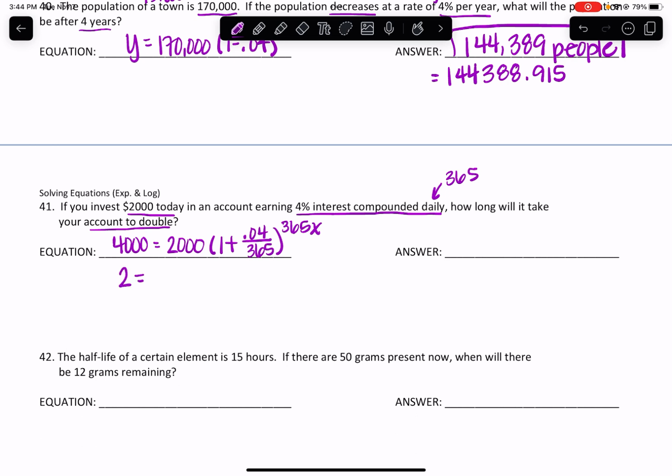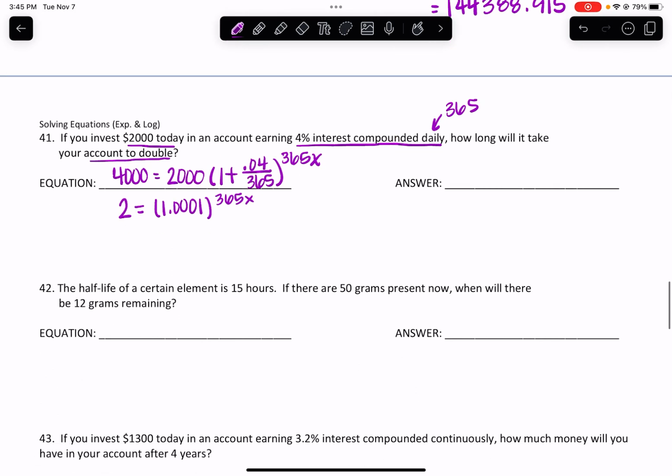And so we get 2 is equal to, and then that inside the parentheses, I am going to evaluate that in my calculator. And I get something not super great, but it works out to be 1.0001. Even though I wrote this as 1.0001 on my paper, I'm going to use what's in my calculator in the exact answer when I evaluate it. And then I'm going to do like I did up above and do the log of both sides.